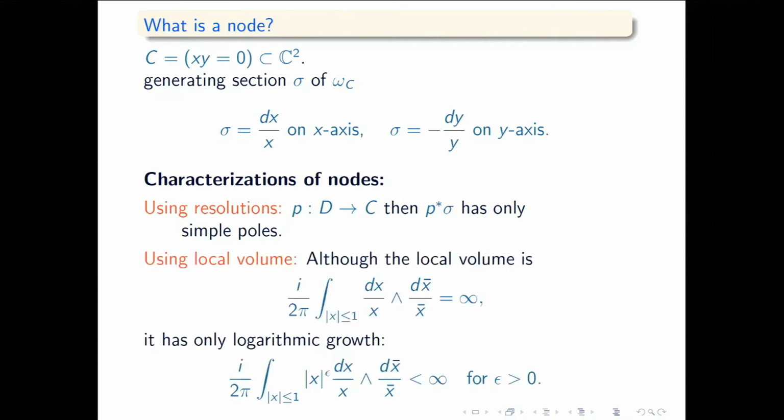Now, the other thing, especially if you're interested in differential geometry, is that you might want to compute the local volume of the singularity. So you just have the generating section, sigma. If you wedge it with sigma bar, then you get a two form that you can integrate, where there's an i in front that's not particularly relevant, and you compute this. I think they probably computed in some kind of calculus class using polar coordinates that this is infinite, but barely infinite, in that if you take this form and multiply it with any power of the absolute value of x, then you get a finite integral. Okay? So that means that singularities have just barely infinite local volume.